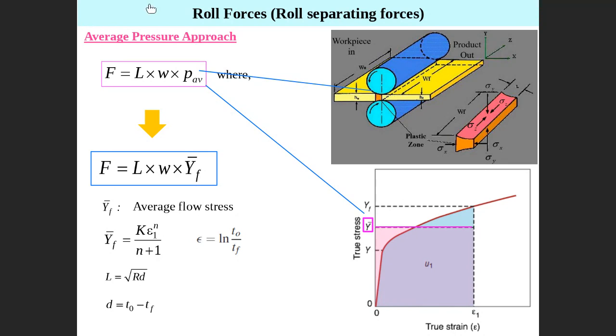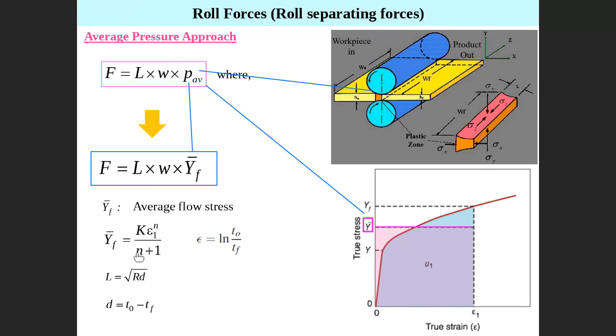Because in all cases this pressure will flow the material when it reaches the Y bar flow of the material. The pressure needed to deform the material is equivalent to the Y bar flow of the material. When you increase the pressure and reach Y bar flow, the material will flow. Then average pressure is the average flow stress of the material. This is the rolling equation.